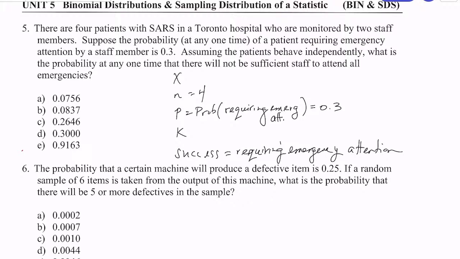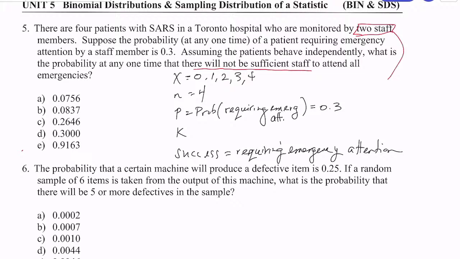What is the probability at any one time that there will not be sufficient staff to attend? So we need to interpret that question in terms of how we have laid out the problem. Either none, 1, 2, 3, or 4 will require emergency attention overall. Which of those aligns with not sufficient staff? That's the question. That's the K in there. There are 2 staff, so there will not be sufficient staff if more than 2.